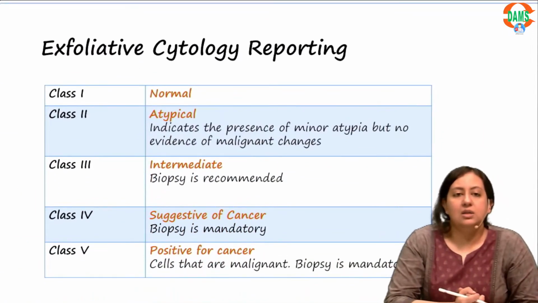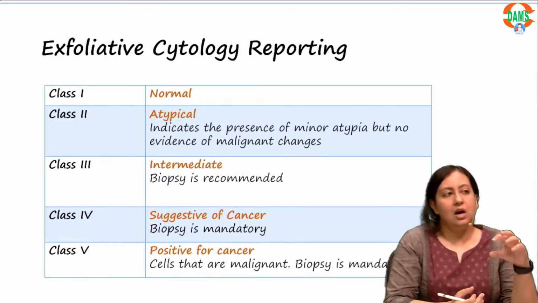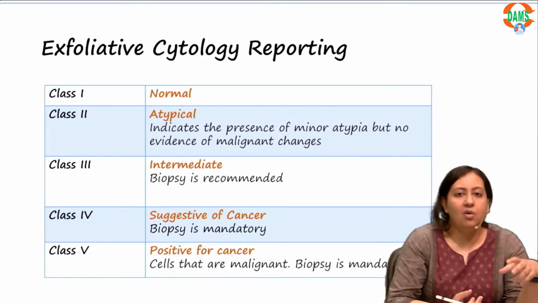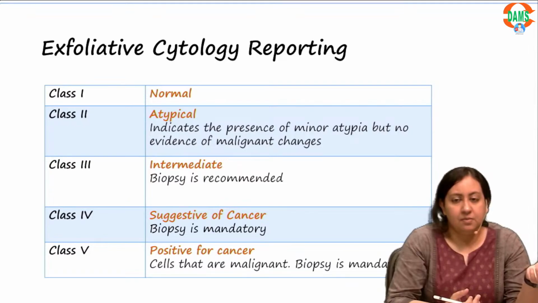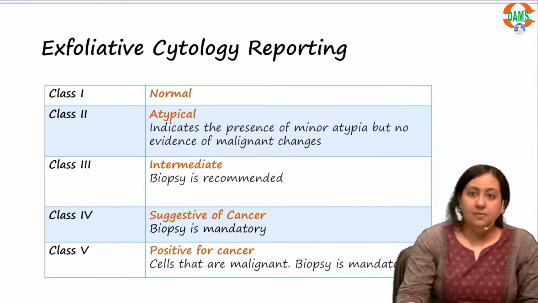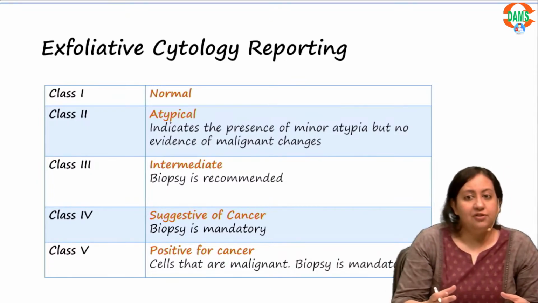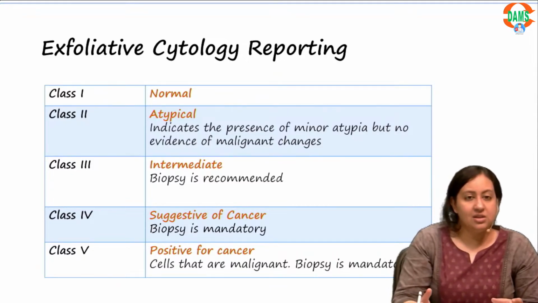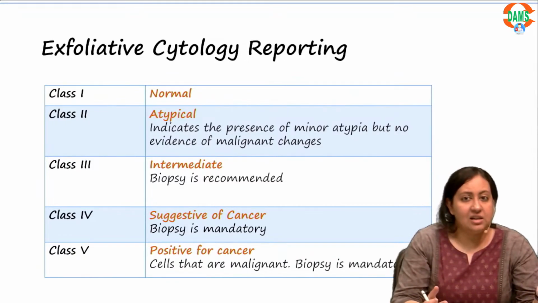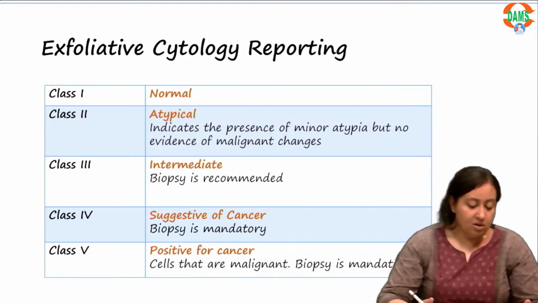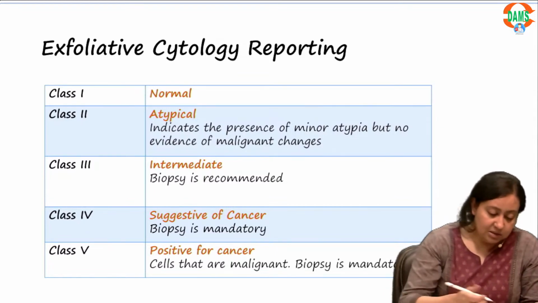Now, how is exfoliative cytology reporting done? You are just studying the cells, and you will report in terms of what type of cells you see. Whenever you do an exfoliative cytology, you will be able to differentiate the morphology of the cells, whether these are inflammatory cells, malignant cells, atypical cells, or normal cells. So your reporting is done based on classes.